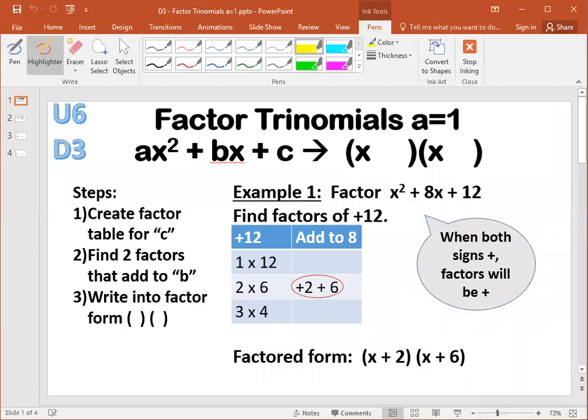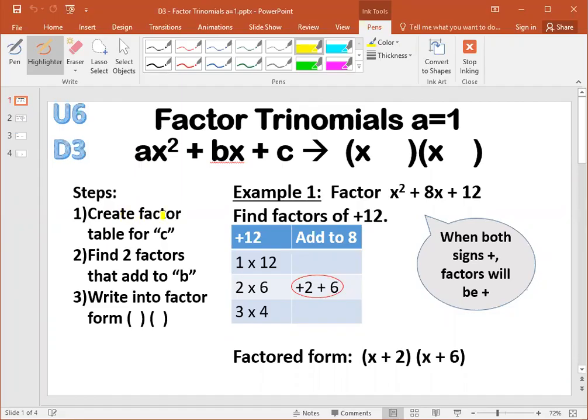Hi everyone, today we are continuing factoring, and we are factoring trinomials where a equals 1. If you recall, the standard form of a quadratic is ax squared plus bx plus c. We are going to factor, or break down, these trinomials into binomials, but here we're always going to have a 1 in front of today's quadratics.